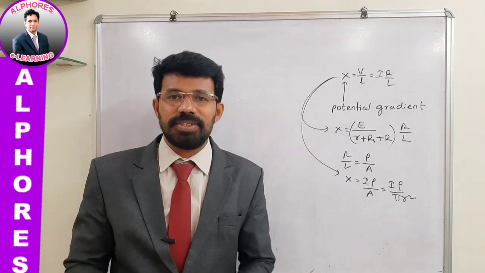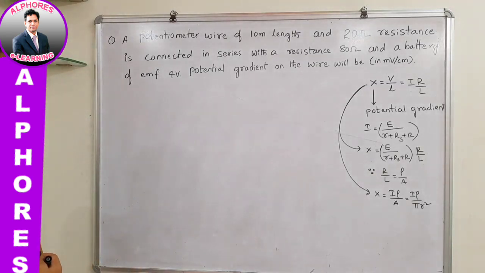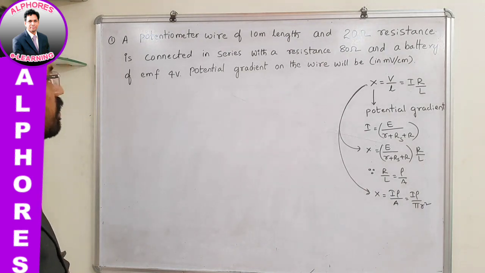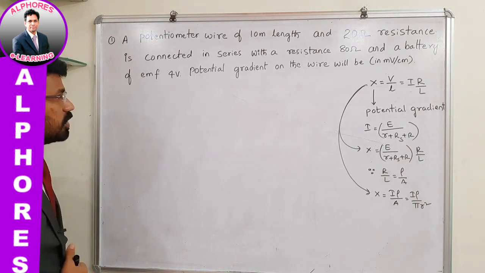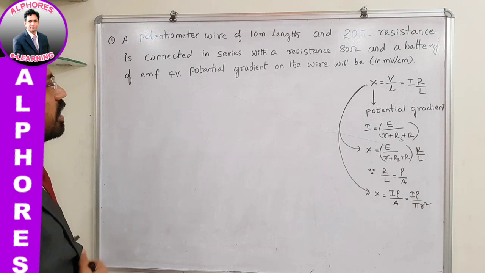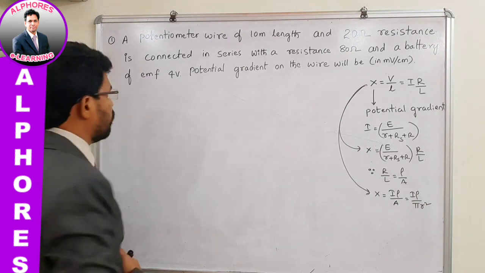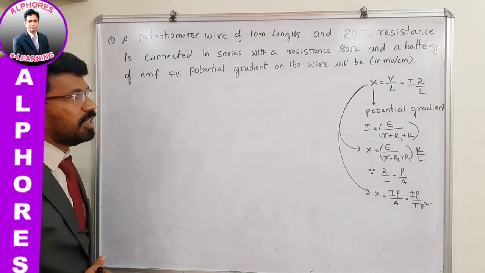Now let us try to solve problems. Let us solve this problem. A potentiometer wire of 10 meter length and 20 ohm resistance is connected in series with a resistance of 80 ohm and a battery of EMF 4 volts. The potential gradient on the wire will be? So it is connected to a battery of 4 volts, and we have to find the potential gradient on the wire.